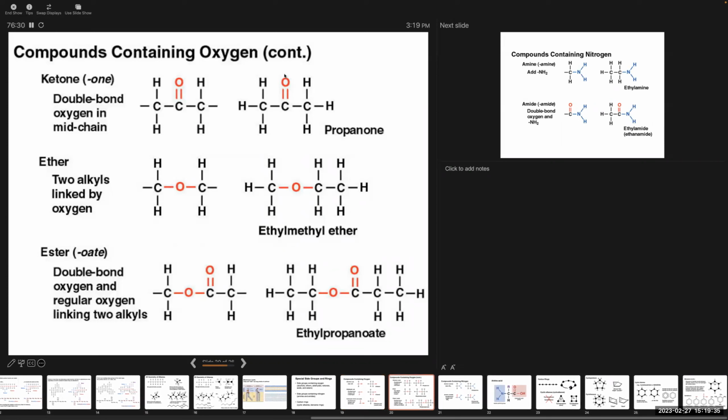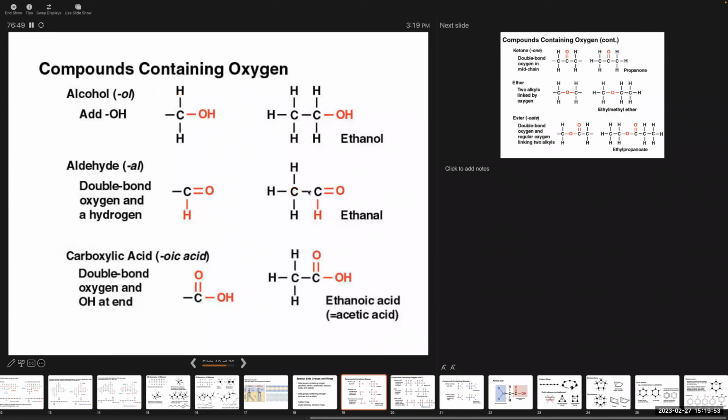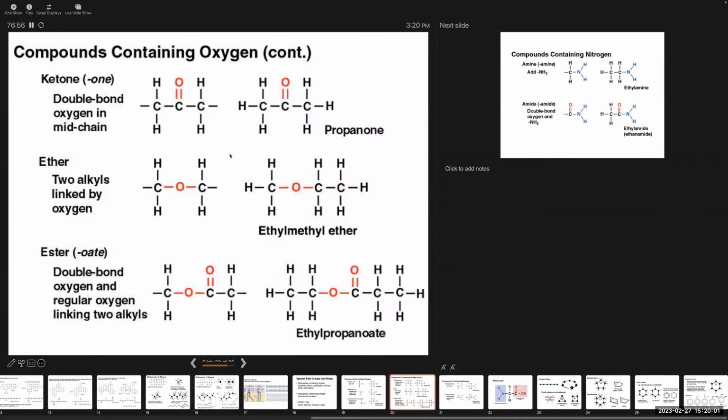To name these things, you just take the prefix, like propane, drop the E and add ONE at the end. I couldn't stick with ethane in this case and turn it into a ketone, because if you have a 2-carbon chain and you put a double bonded oxygen on one of those 2 carbons, by definition, it has to be an aldehyde. You have to have at least 3 carbons in order to have one in the middle to turn it into a ketone. So this would be propane, but you add the oxygen in there and it becomes propanone.